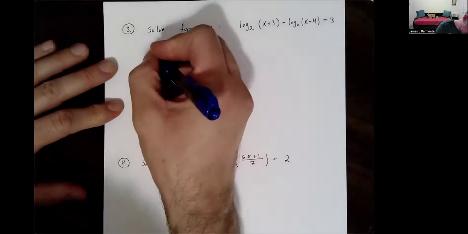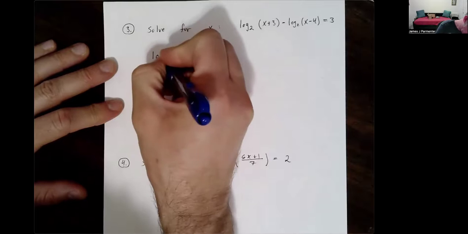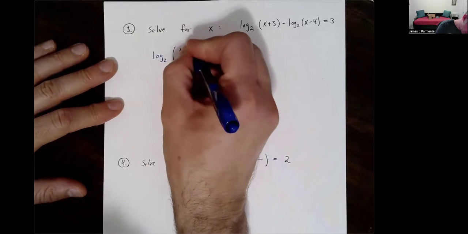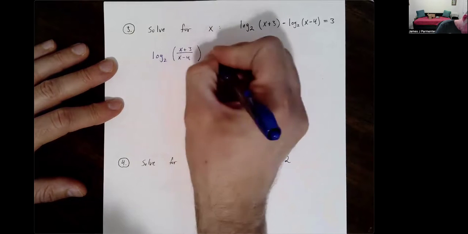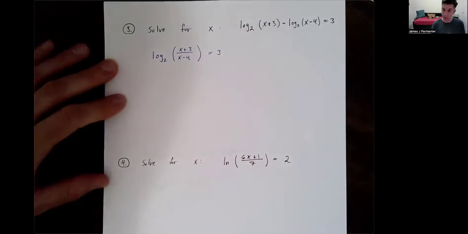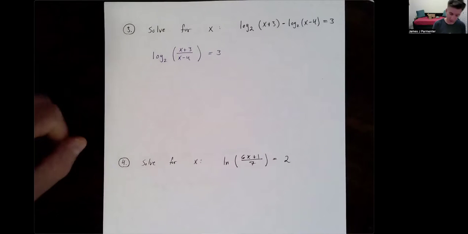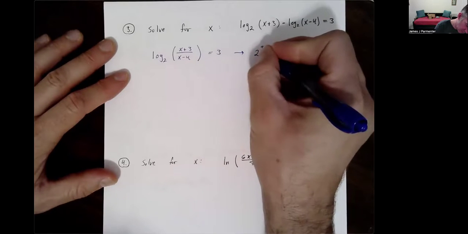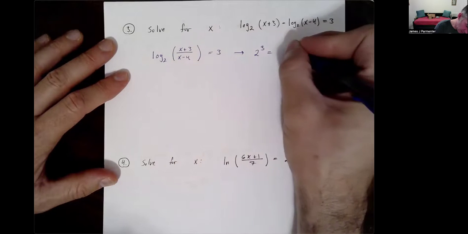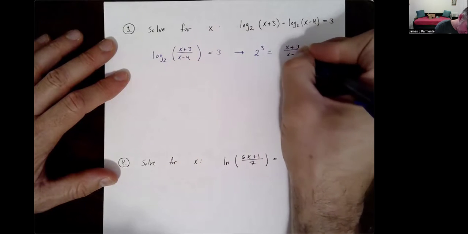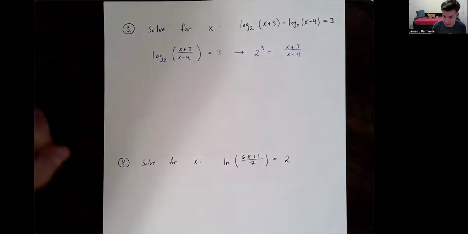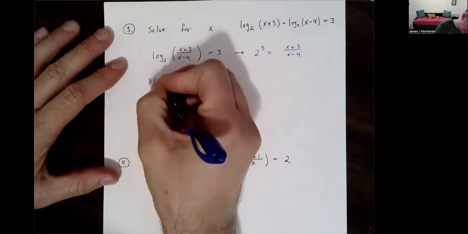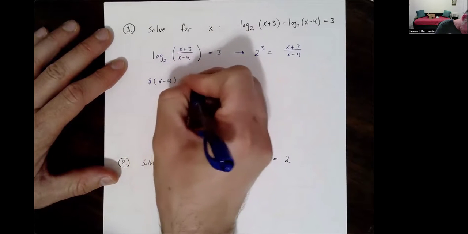We're going to rewrite this as log base 2 of x plus 3 divided by x minus 4 equal to 3. And then we're going to rewrite this logarithmic equation as an exponential equation. So we're going to say 2 to the third power equals the stuff inside the logarithm, which is in this case x plus 3 divided by x minus 4. And now we're just solving a rational equation. So we're going to multiply both sides by x minus 4. We're going to get 2 to the third, which is 8, times x minus 4 equal to x plus 3.